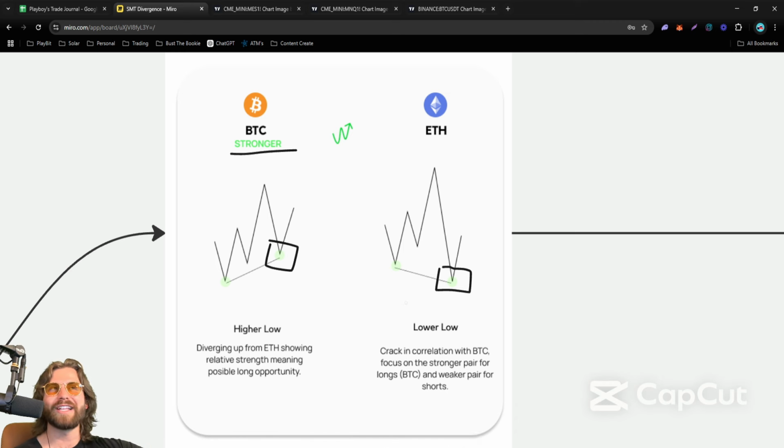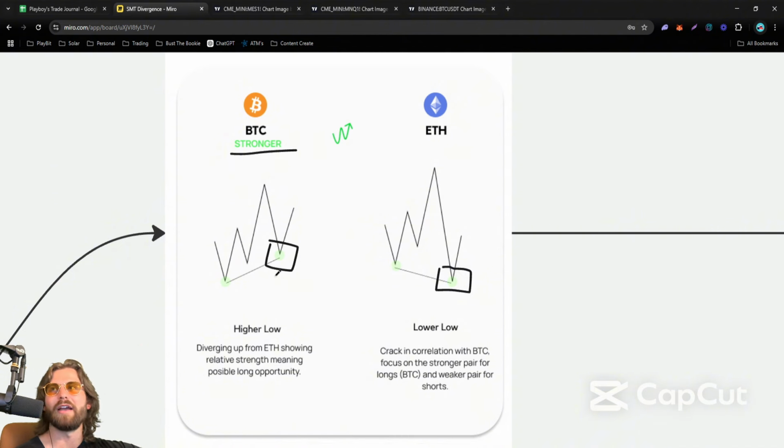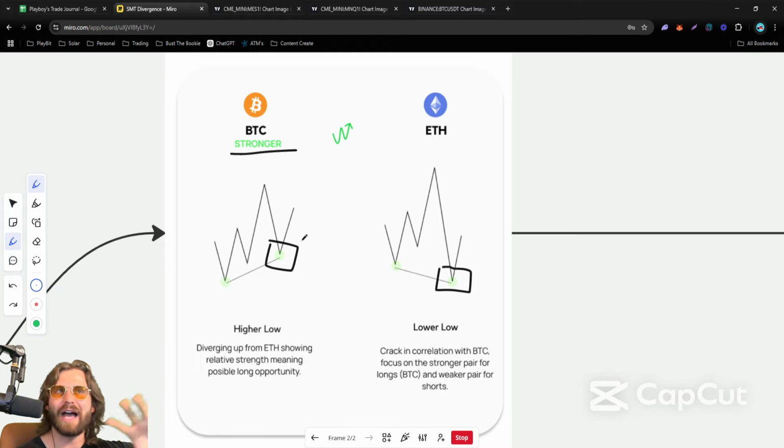Or if ETH is breaking its low, but Bitcoin's not, is there a potential for there to be a reversal setup on ETH? Absolutely. Now, of course, we always want to focus on the stronger pairs. So if Bitcoin's currently stronger, we obviously have a heavy weight on this to move a little bit further in the session. So let's keep that in mind.